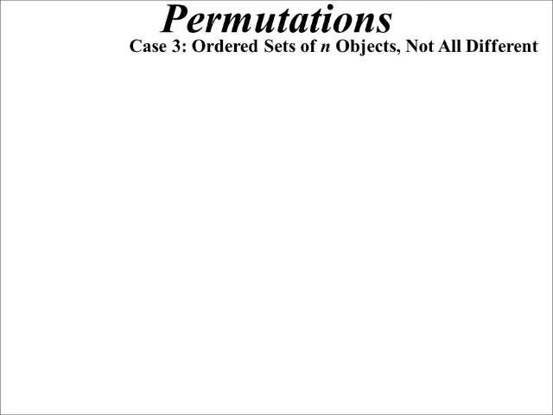The next case of permutations. So we've got n objects, but some of them are the same. So to look at, they're identical. How do we handle it? Let's build up the idea.